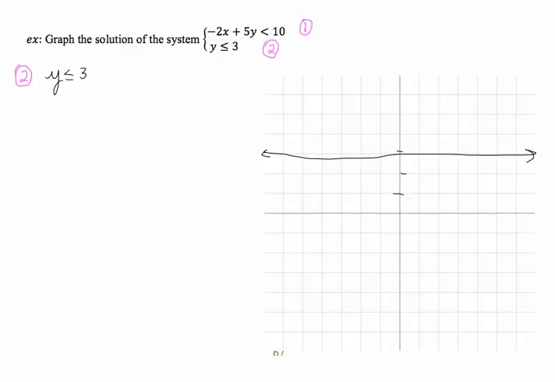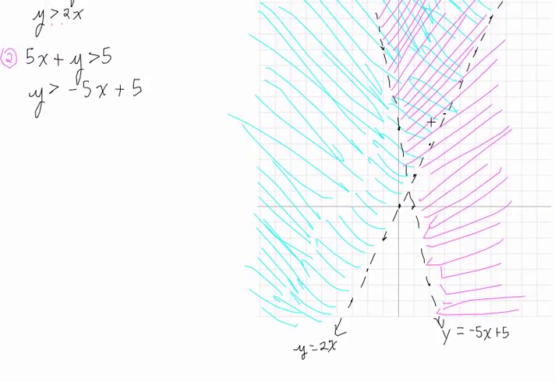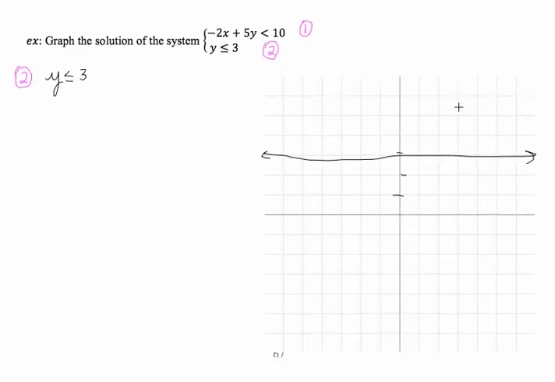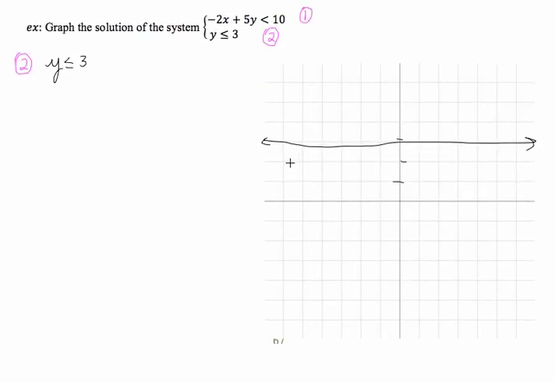Okay, on this one, I'm going to attempt to not actually shade both regions. I'm going to attempt to only shade the solution set region, which is the best way to do it if you can. So by just knowing that anything beneath this line makes this inequality true, now let's solve the other inequality, which is negative 2x plus 5y is less than 10.